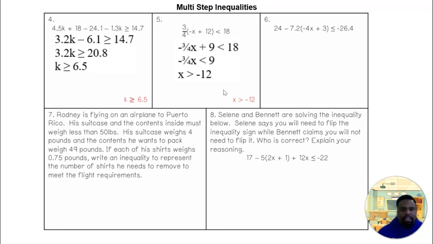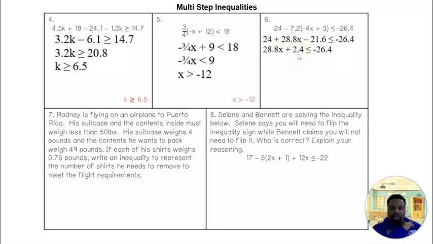Looking at number 6. We've got to use the distributive property, so we have to do this first. We've got negative 7.2 times negative 4x. That's going to give you 28.8x. Negative 7.2 times 3 is going to give you negative 21.6. Now that we did that, we want to combine our like terms. 24 minus 21.6 is going to give you 2.4.